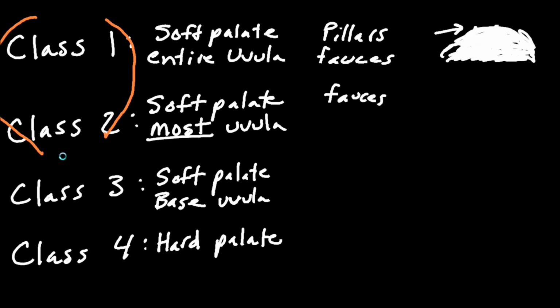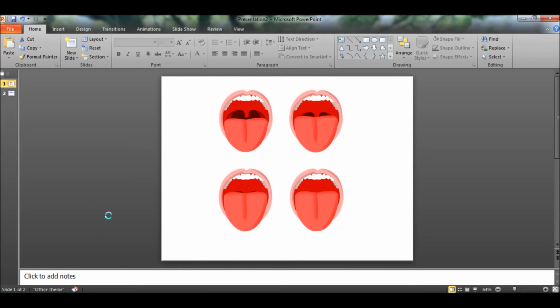Class one and class two is associated usually with a higher likelihood of an easy intubation, while class three and four are more associated with a difficult intubation. So let's take a look at an example here. I have four mouths that we're going to be looking at. Let me just get my pen ready. So we have four mouths.